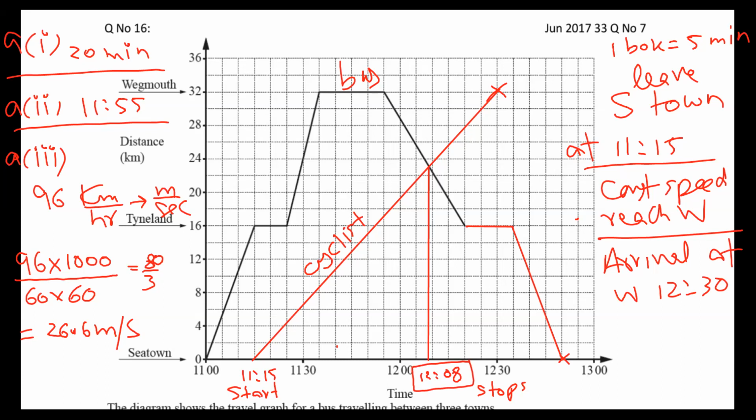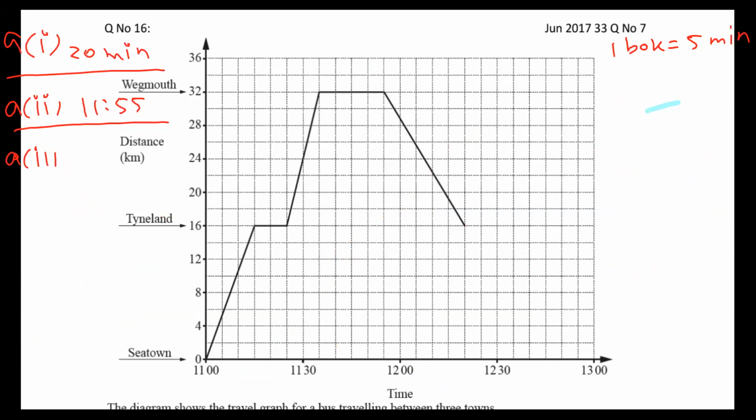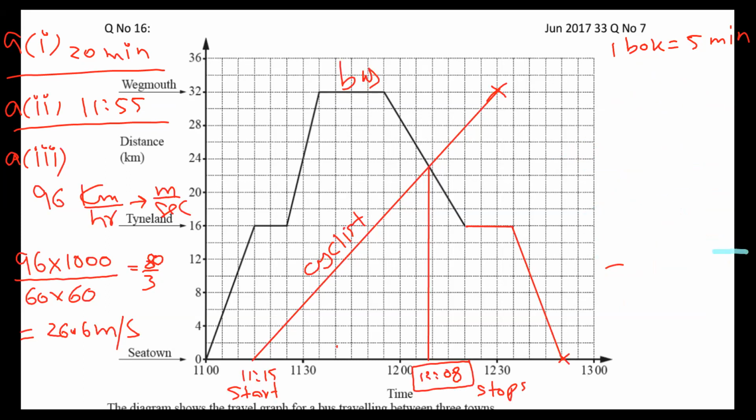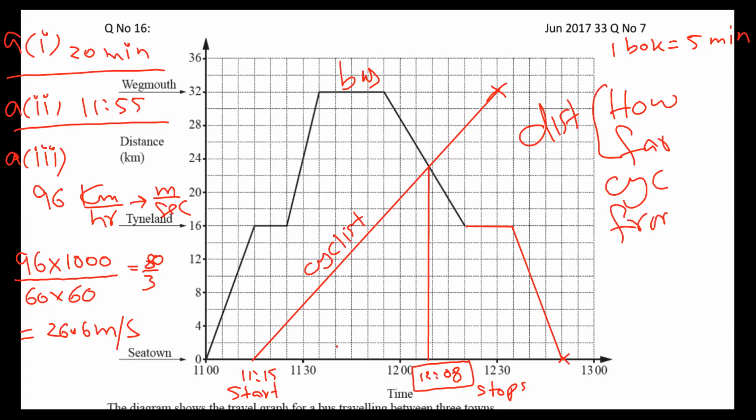Last part: how far is the cyclist from W when they meet the bus? Let me erase the right hand side data and let me write the question, because when you see the question, you will understand well what he is demanding from us. How far? How far means what? Distance. How far is the cyclist from W town when they meet the bus? So we want to find how far the cyclist is from W town.